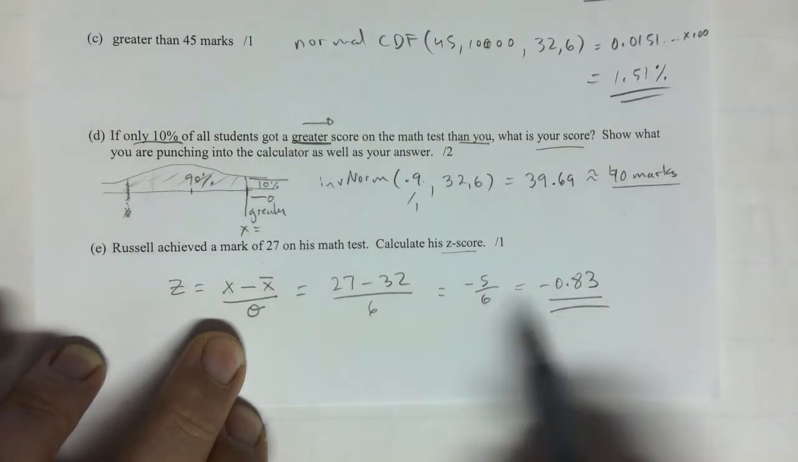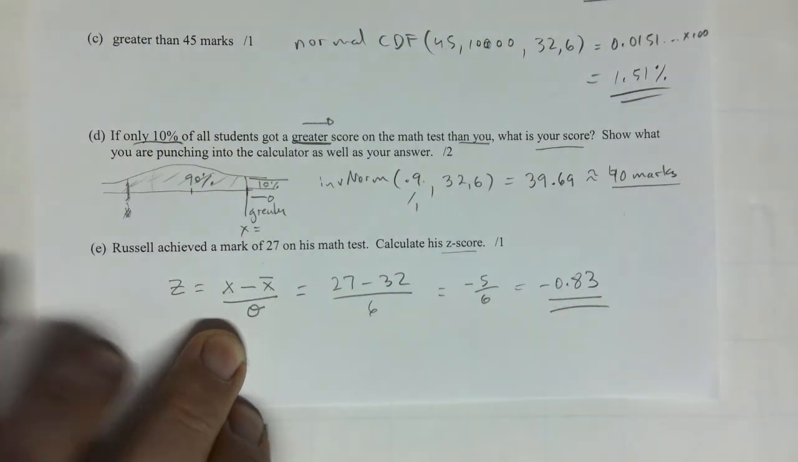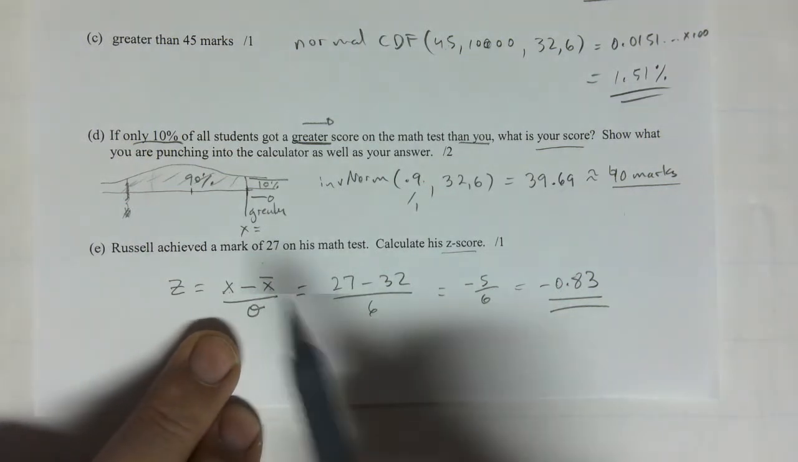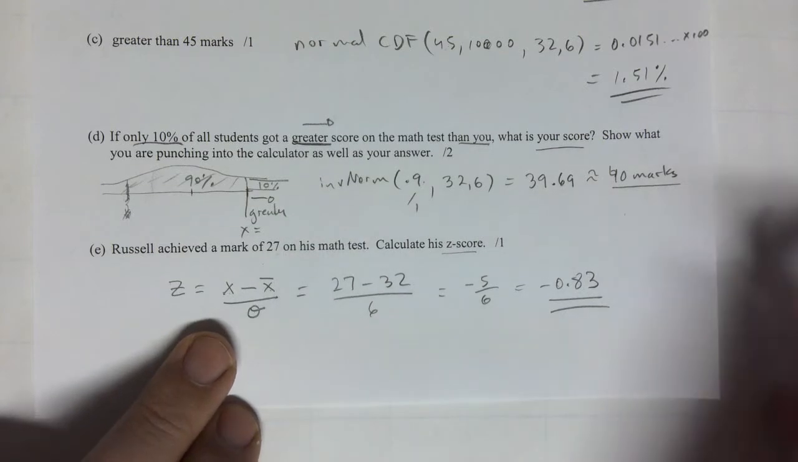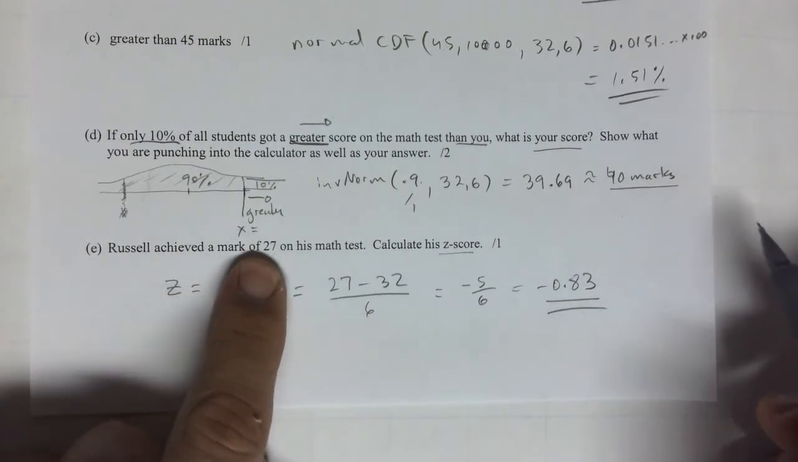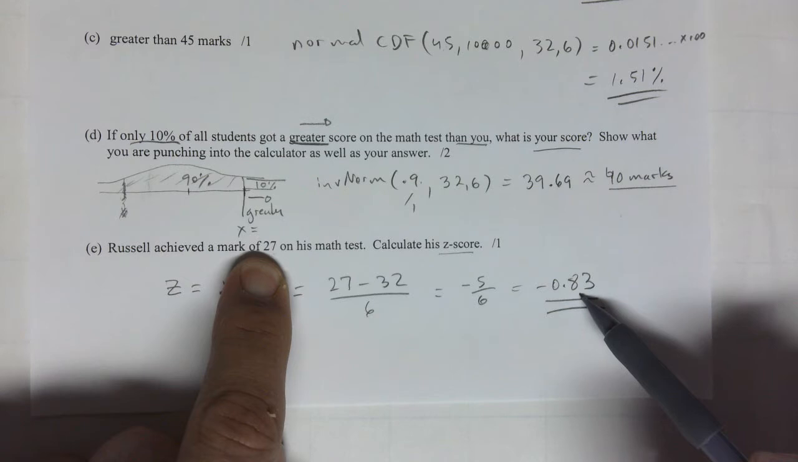So you are below the average, right? Which is clearly visible anyways. So a mark of 27 coincides with a z-score of negative 0.83. So you're not quite a full standard deviation to the left of the mean. Okay.